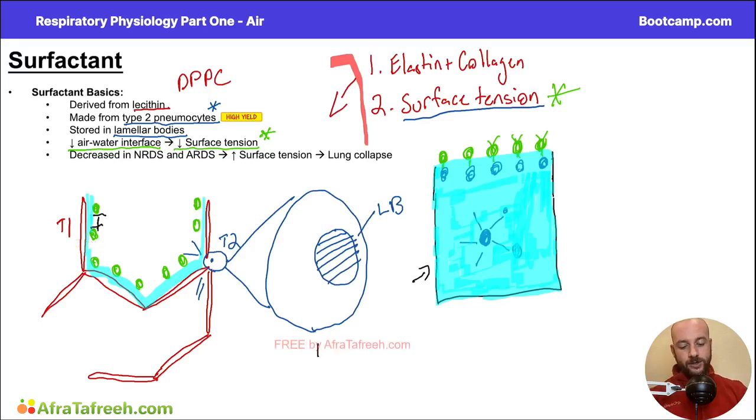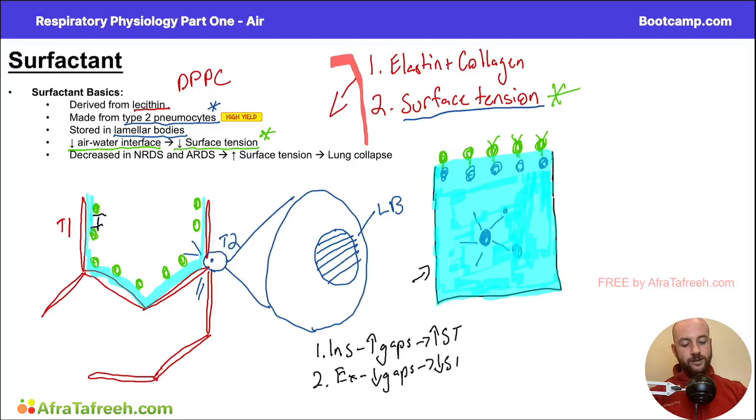And actually, during inspiration, there are more gaps, and so there is more surface tension, whereas during expiration, there are fewer gaps between the surfactant molecules, and so there is going to be less surface tension. And as a result of more surface tension during inspiration, it's harder to hold the lungs open at any one position during inspiration than it is to hold the lungs open at any one position during expiration. And this difference between collapsing pressures between inspiration and expiration is called hysteresis.